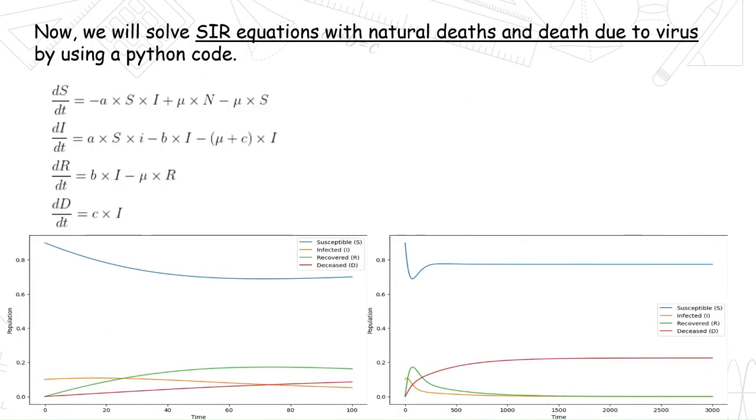Considering natural death and death due to the virus, we get a new graph as shown. In this graph, we can observe that susceptibility decreases at a greater rate than in the previous graph due to the factor that natural deaths are considered in this figure, and similarly the rest of the parameters with different slopes are seen in the graph.